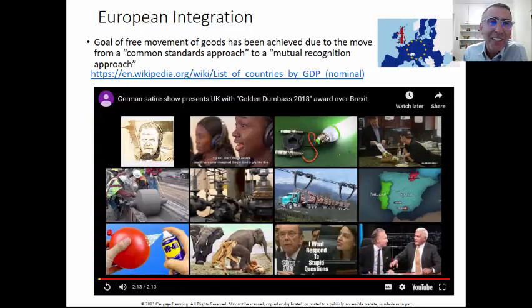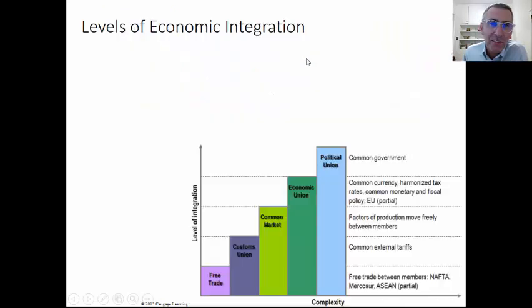All right. So again, a little bit of fun there. Let's see. Goal of free movement of goods has been achieved due to the move from a common standard approach to a mutual recognition approach, right? And so that's kind of give you an idea there.